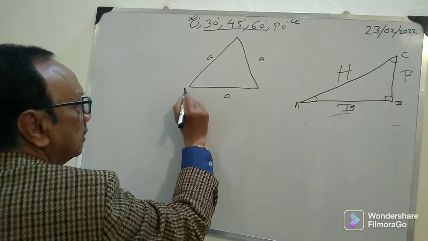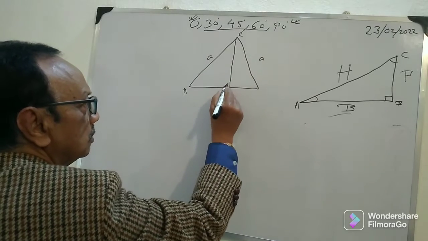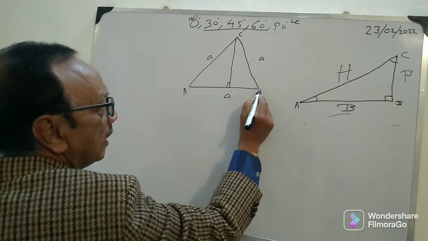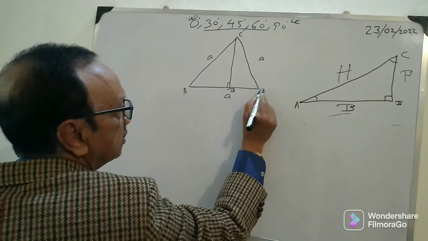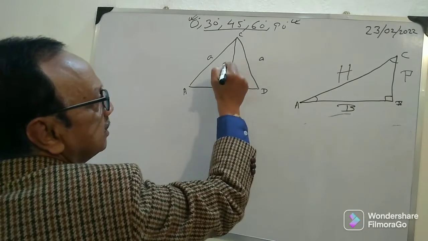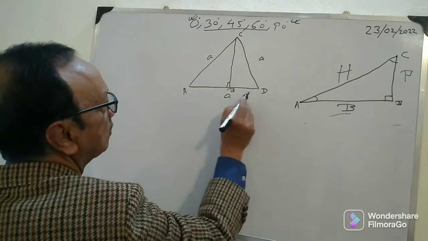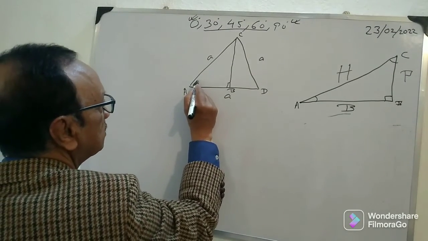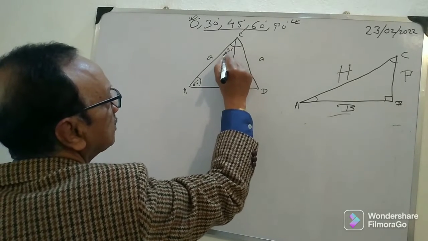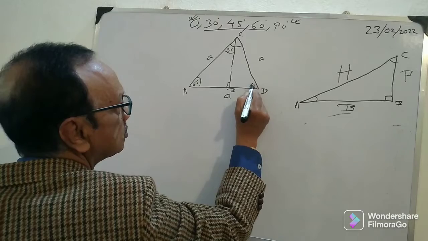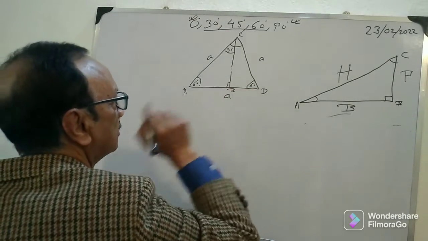Suppose this is A, this is again C, and from C drop a perpendicular, let it be B, like this, and this will be D. So if all sides are A, this angle will be 60 degrees, this will be 60, so this angle will be 30 degrees, and this angle is 60 degrees.